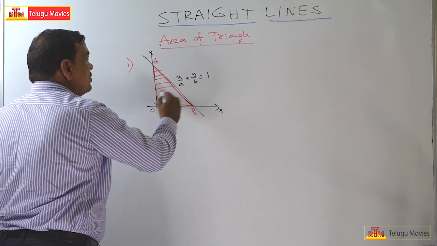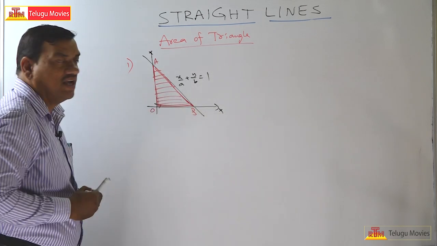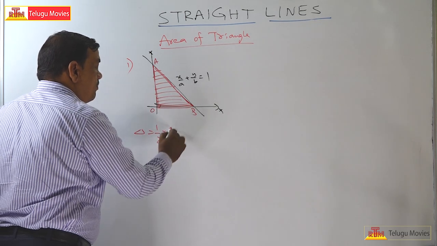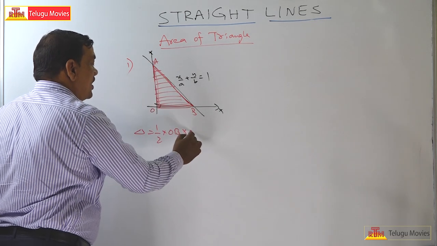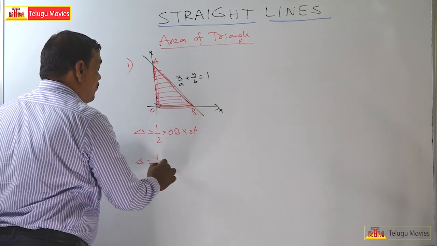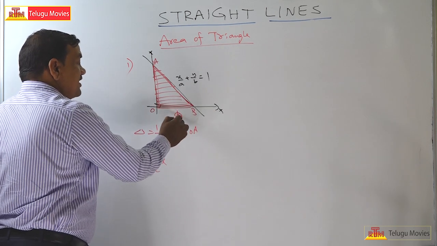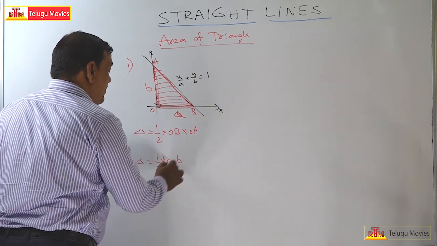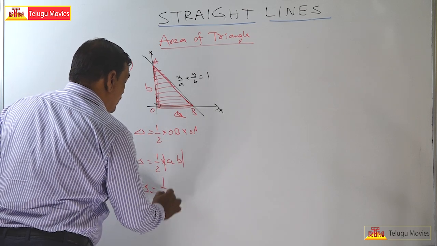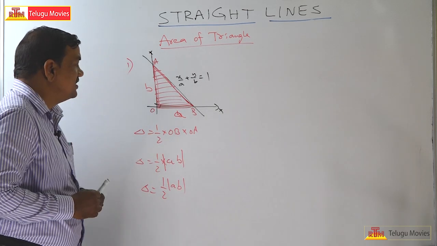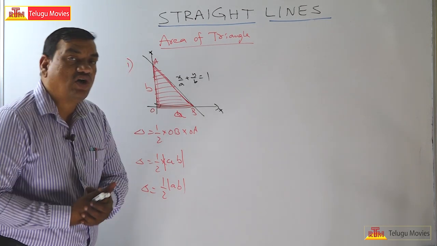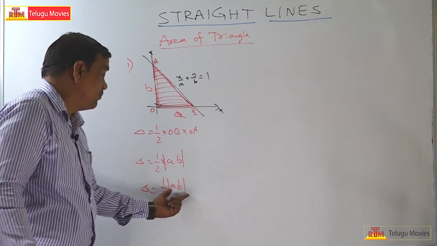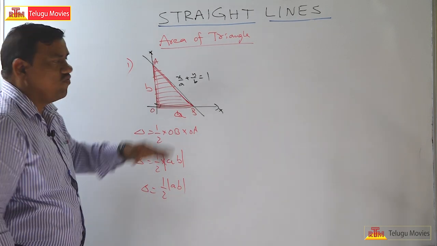If we want to find out the area of this triangle, since it is a right angle triangle, we know that area is equal to half into base into height. So, delta is equal to half into base, which is the x intercept, into height, which is the y intercept, that is a into b. Better you keep the modulus, that is 1 by 2 modulus of ab. Why? Because there is a chance of the product of the intercepts being negative, so to avoid that negativity, we have put this modulus. So, this is the first case.